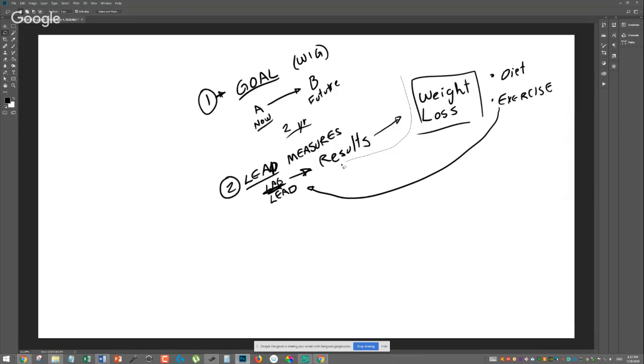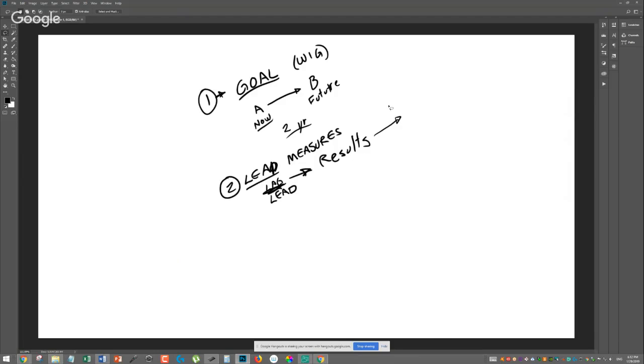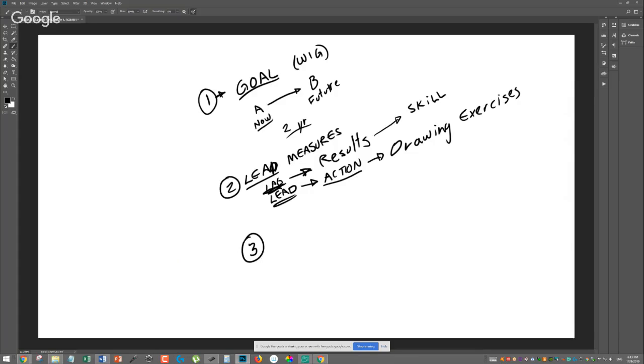So let me delete all of this. In this case, what you want, the result, is skill, and you need to define a specific action you're going to be doing. That would be your lead measure. In this case it is drawing exercises, for example. Okay, then discipline 3 is going to be a scoreboard.